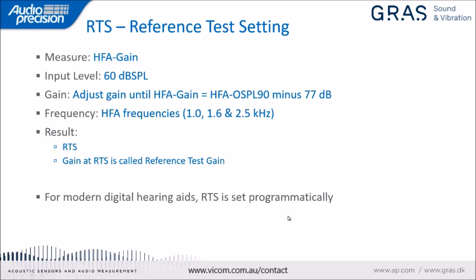Now for modern digital hearing aids, this RTS value can be set programmatically. Typically you would have a programmer connected to the hearing aid, with tiny little cables, or sometimes over Bluetooth, and you would send a command to the device to tell it to set itself to reference test setting. For analog hearing aids, it's a kind of iterative process where you have to adjust the gain of the hearing aid, measure the HFA gain, and compute the HFA OSPL 90 minus 77 dB until you reach the target level.